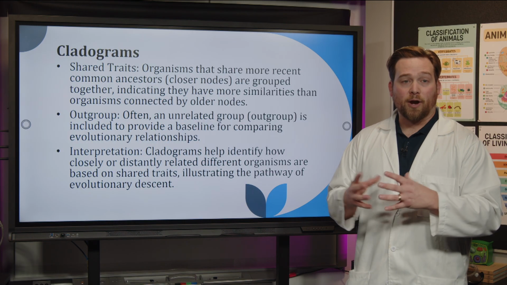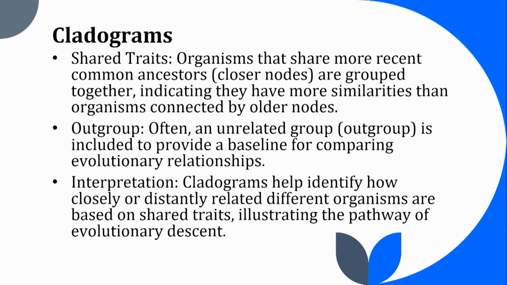Cladograms are also showing shared traits. Organisms that share more recent common ancestors, the closer nodes, are grouped together, and that indicates that they have more similarities than organisms connected by older nodes. Often an unrelated group, an outgroup, is included to provide a baseline for comparing evolutionary relationships. How you interpret these is that cladograms help identify how closely or distantly related different organisms are based on shared traits, and this illustrates the pathway of evolutionary descent.